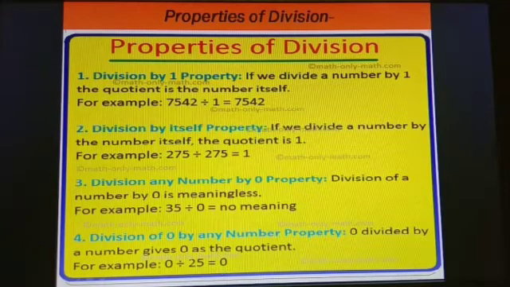So these are the properties of division: division property of 1, division by itself property, division of any number by 0 is meaningless, and division of 0 by any number is 0.